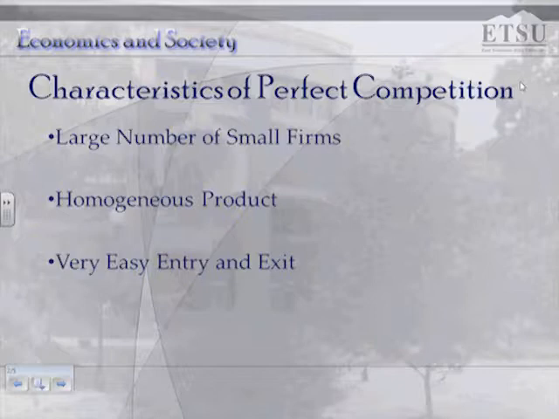These firms are producing a homogeneous product. The idea of homogeneity is that they're all the same. Another way to say it is that the firms are producing goods and services that are perfect substitutes for one another. That is, the buyers are completely indifferent between buying from one seller or another seller.